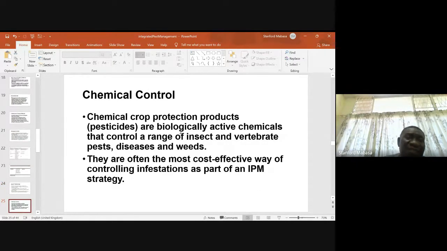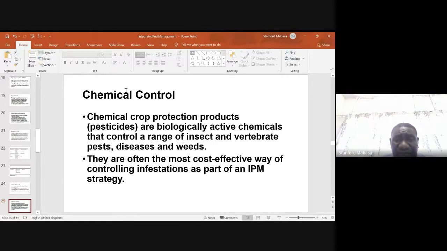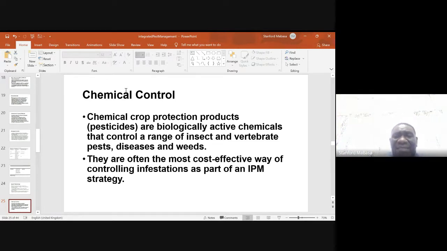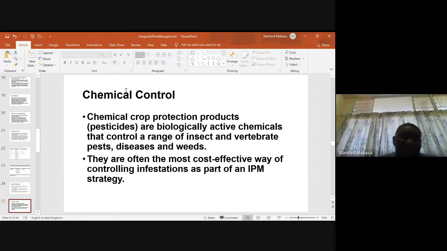We are now familiar with the chemical control, where we can use chemical crop protection products, which we call pesticides. They can be fungicides, insecticides, herbicides, which can deal with the insect and vertebrate pests, diseases, and weeds. Now, they can also be used as part of the integrated pest management, chemical control.